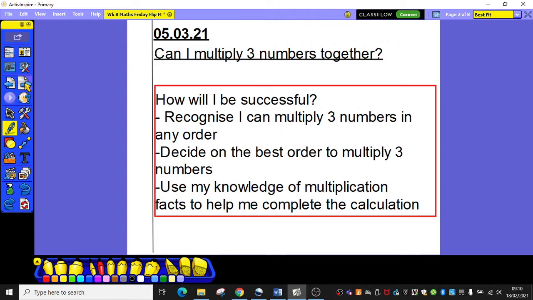So today we are moving away from the grid method unless we find it useful to solve any problems, and we're going to be looking at multiplying 3 numbers together. So the way we're going to be successful is we're going to recognize that we can multiply 3 numbers in any order. I will come back to that in a moment. We're going to decide on the best order to multiply those 3 numbers. And then you're going to use your knowledge of your multiplication facts to help you complete the calculation.